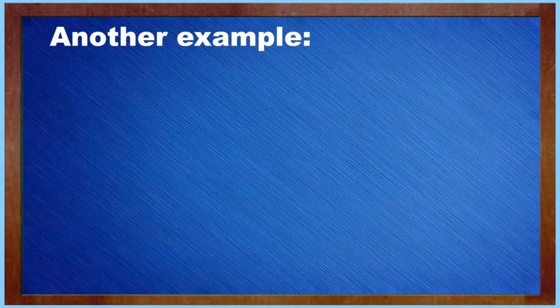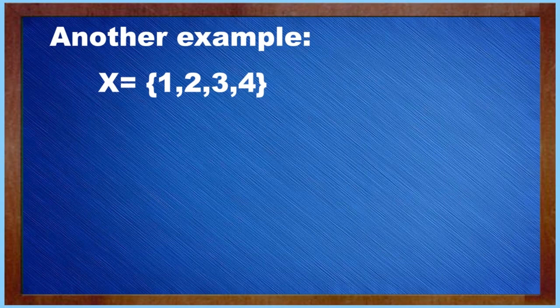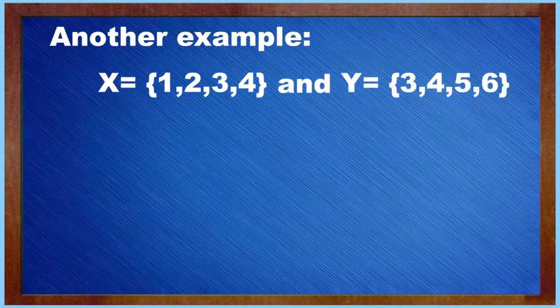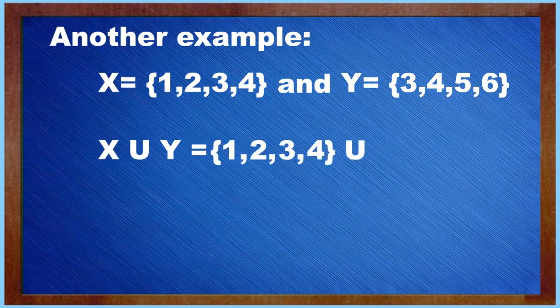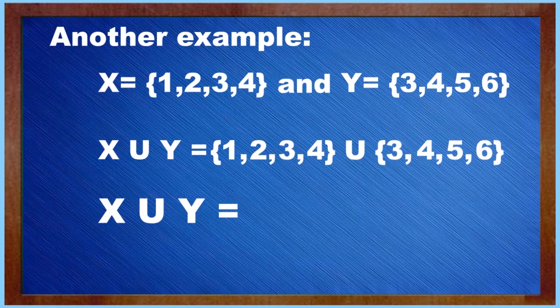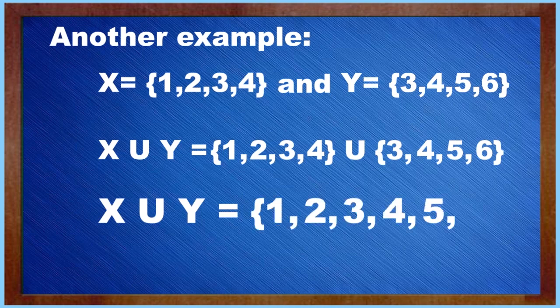Another example, if X has the following elements and Y has these elements, to get the union of these sets, X union Y is equal to 1, 2, 3, and 4, union with 3, 4, 5, and 6. Combining all these elements, we get X union Y is equal to 1, 2, 3, 4, 5, and 6.